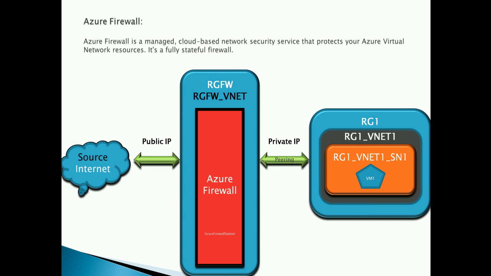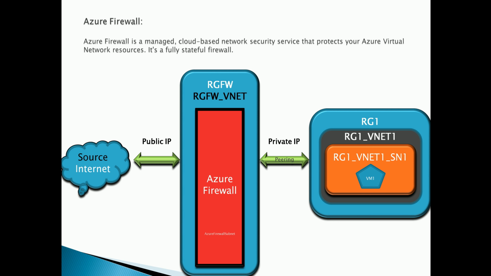To implement Azure Firewall, I created a resource group called RGFW, meaning resource group firewall, and inside that I created one VNet, the resource group firewall VNet. Make sure inside that VNet you create a subnet whose name is Azure Firewall subnet. Now the traffic from the internet travels through the Azure Firewall, and then it is redirected to the particular VM based on the rules specified in the Azure Firewall.